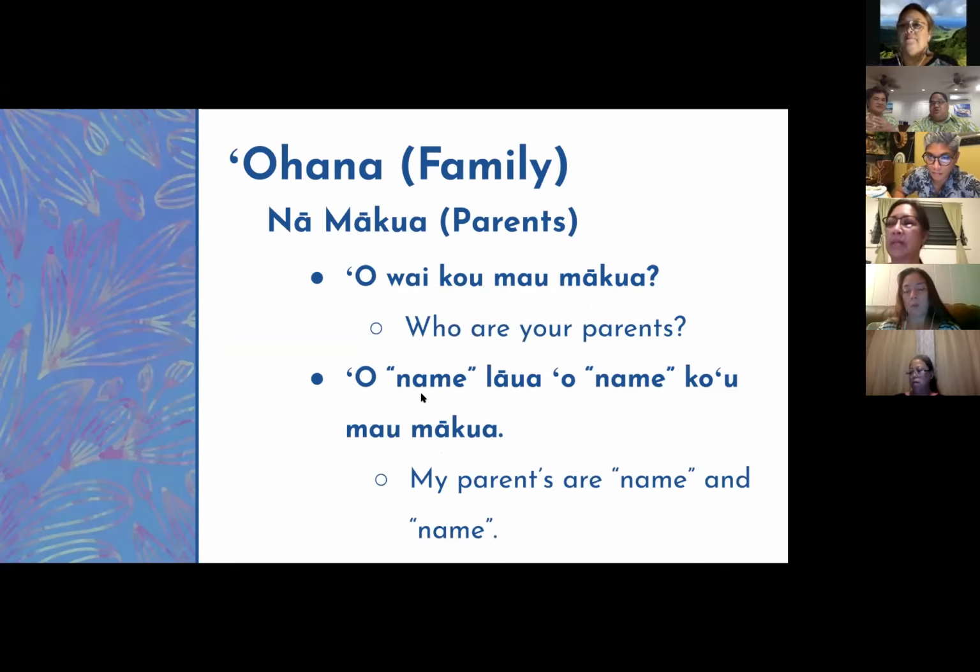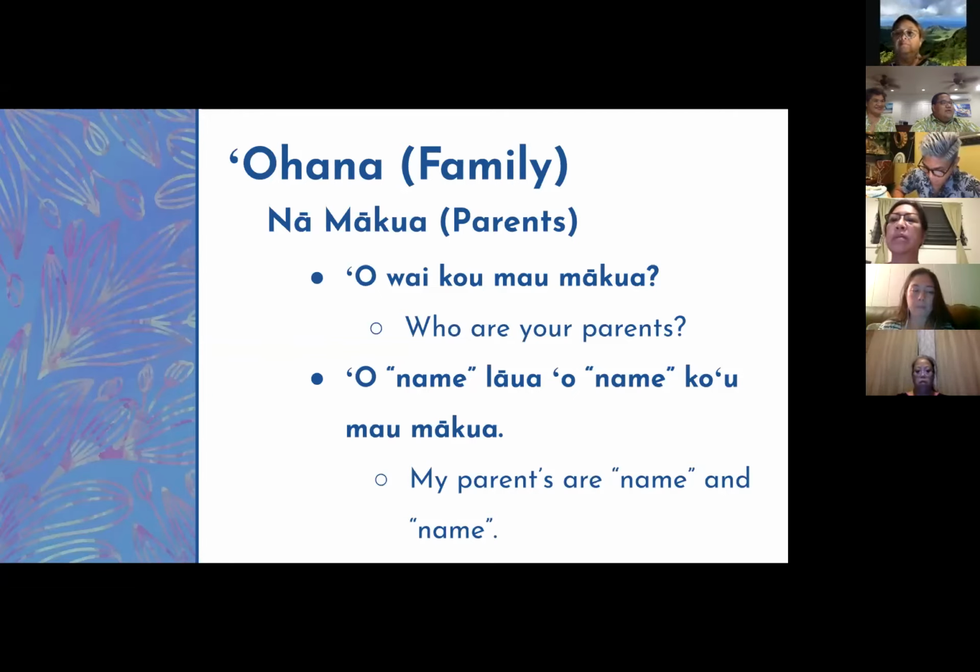So you want to ask me the question? ʻO wai ko mau makua kahana ola? ʻO Samuel lawa ʻO Capri koʻu mau makua. My parents are Samuel and Capri. Okay, I'll ask you. ʻO wai ko mau makua? ʻO Kawi lawa ʻO Kari koʻu mau makua. Okay, good. And I see they're already coming in the chat. So let's just start asking those that are coming in.